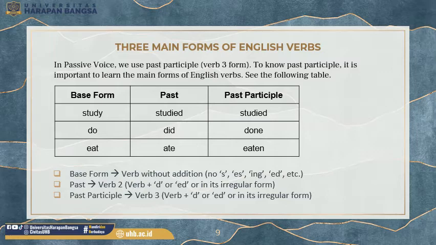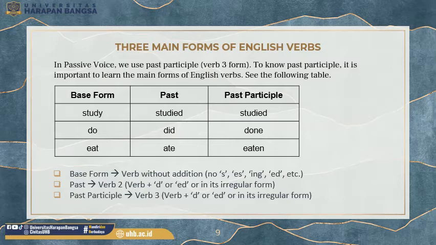Kita mengenalnya dengan verb 2 ya. Biasanya verb 2 merupakan kata kerja yang ditambahkan d atau ed, atau kata kerja dalam bentuk irregular ya. And then past participle is verb 3, kata kerja bentuk ketiga. Bisa bentuknya sama saja dengan verb kedua, atau bisa juga berbeda tergantung pada jenisnya. Apakah dia regular, beraturan, atau irregular, tidak beraturan.